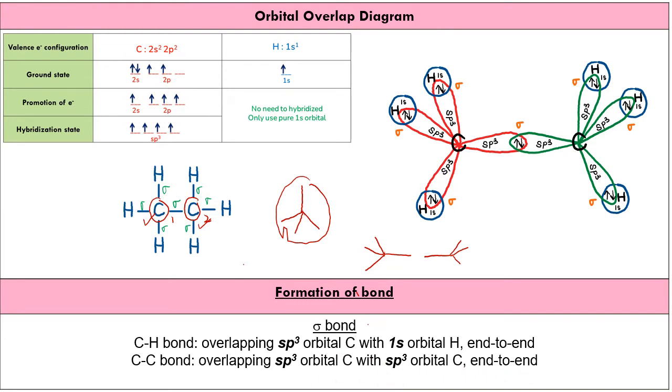Kalau awak nak spesifikkan dekat sini, awak nak letak sebagai carbon 1, carbon 2, okay, pun boleh juga. Cuma pada awak punya orbital overlap diagram dekat sini, tak perlu label lah carbon 1 and carbon 2. Let's take a look at the next example.